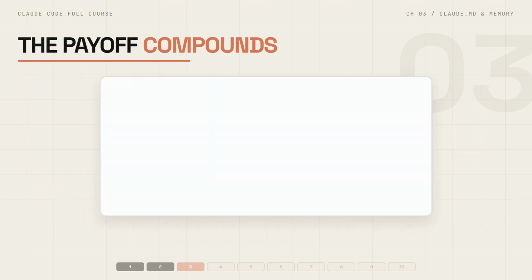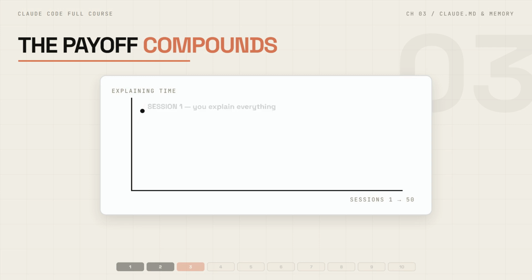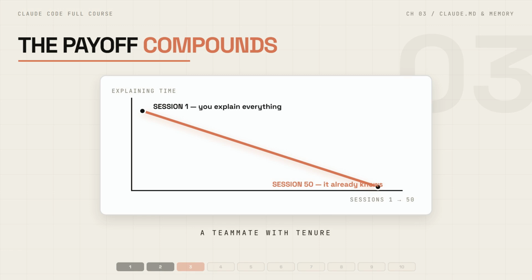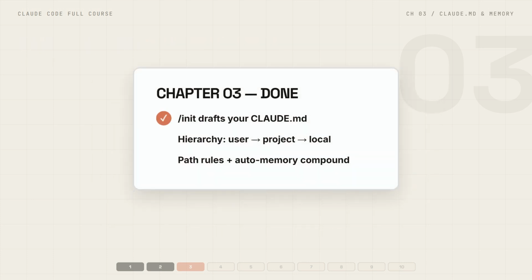The payoff compounds. Session 1, you explain the project. Session 50, Claude already knows it. It reads the rules, remembers the traps, and codes like a teammate with tenure. Set it up once. /init today. Next up, turning your repeated workflows into custom commands with skills.